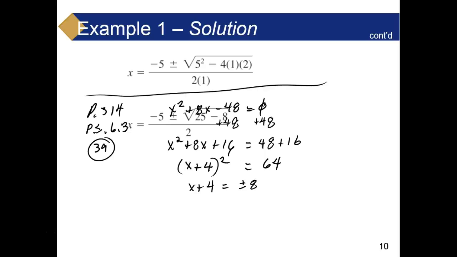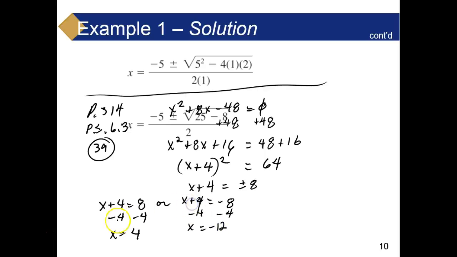Now, this actually, it may not look like it, gives you two solutions. Let's write down what it's saying. Either x plus 4 is equal to plus 8, or x plus 4 is equal to minus 8. Solve the first one. Subtract 4 from both sides, and that gives you x equal 4. And on this side, subtract 4 from both sides, and that gives you x equal negative 12. Those are your two solutions.